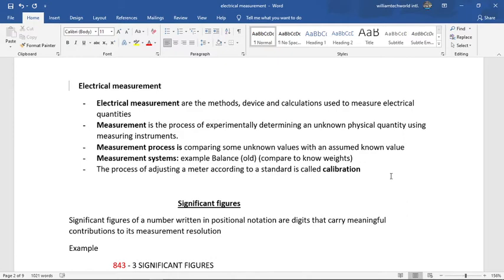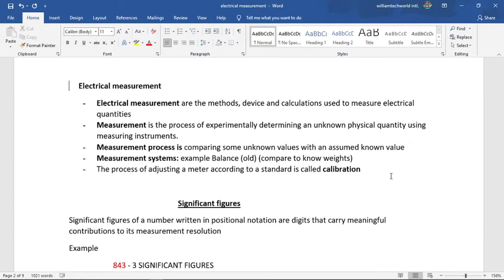So these are the methods that we use in the measuring process of maybe an electrical quantity, or the devices we use. An example of such a device is the multimeter, another device that we use for measuring, and also the calculations we make when performing this electrical measurement. So all of them together is called electrical measurements.